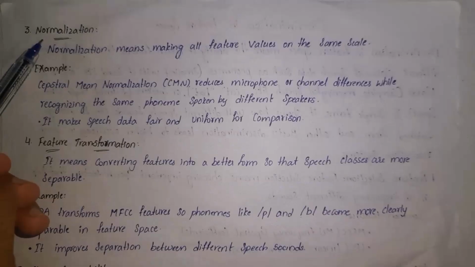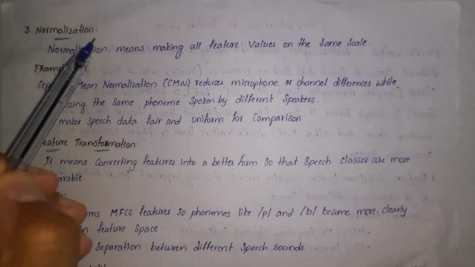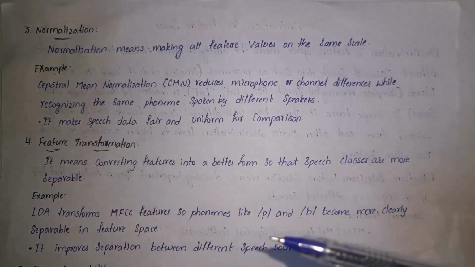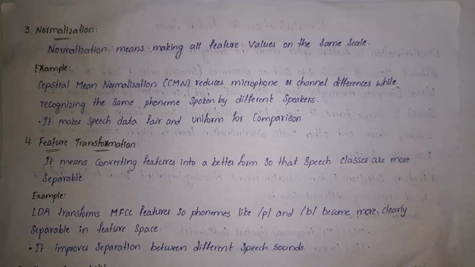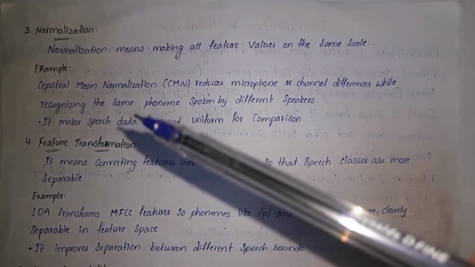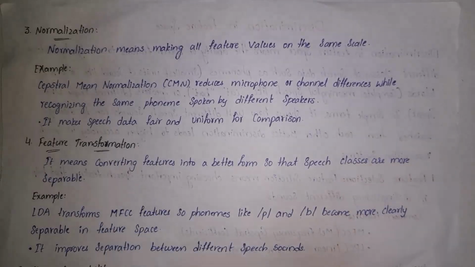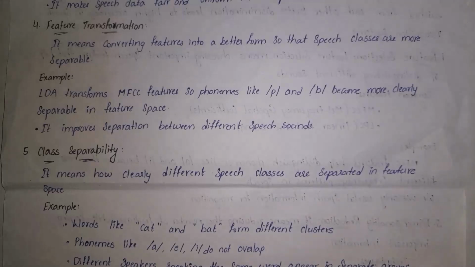Both are not the same. The third one is normalization. Normalization means making all feature values on the same scale. For example, whenever we speak, due to microphone problems or speaker problems or noise, the system will hear our voice differently compared to the actual voice. So normalization means bringing our voice back to the original scale. Whenever the system brings our voice back to the original scale, voice separation will be easy. In order to perform normalization, the system will use a technique like cepstral mean normalization. By using this technique, the system will bring our voice back to the original voice, even though there is a microphone or channel difference.